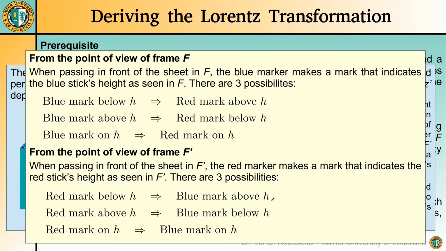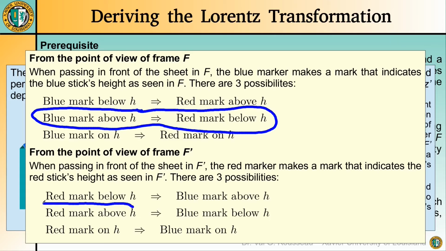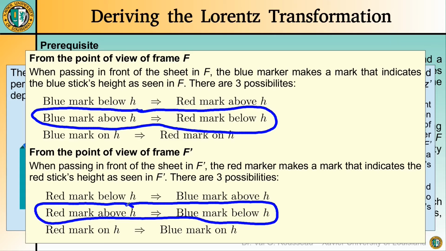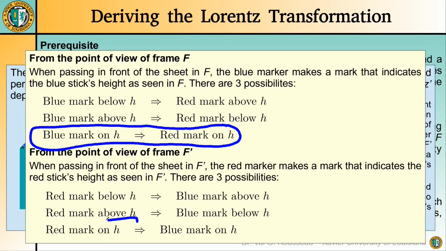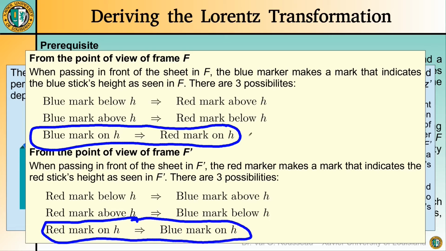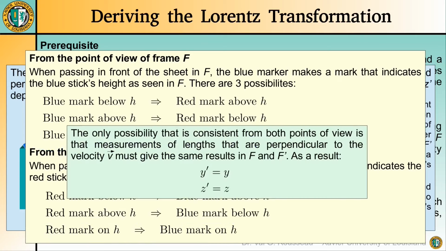So let us look at the second outcome. A similar thing happens. The blue mark should be above h, and it should also be below h at the same time. Again, a contradiction. This leaves us only with the last possibility. And this time there is no contradiction. All the marks are on h. The conclusion is that measurements of lengths that are perpendicular to the velocity give the same results in F and F'. In other words, the coordinate transformation for the y and z direction is trivial. y' equals y and z' equals z.